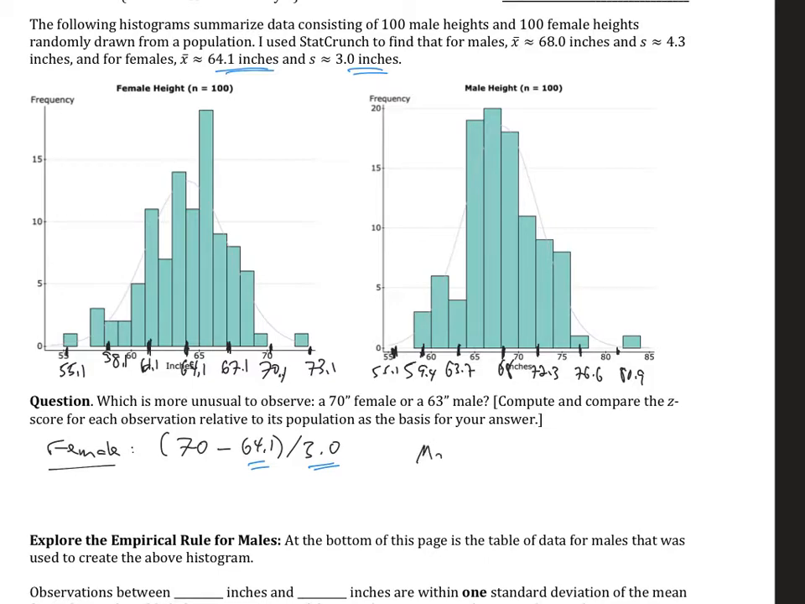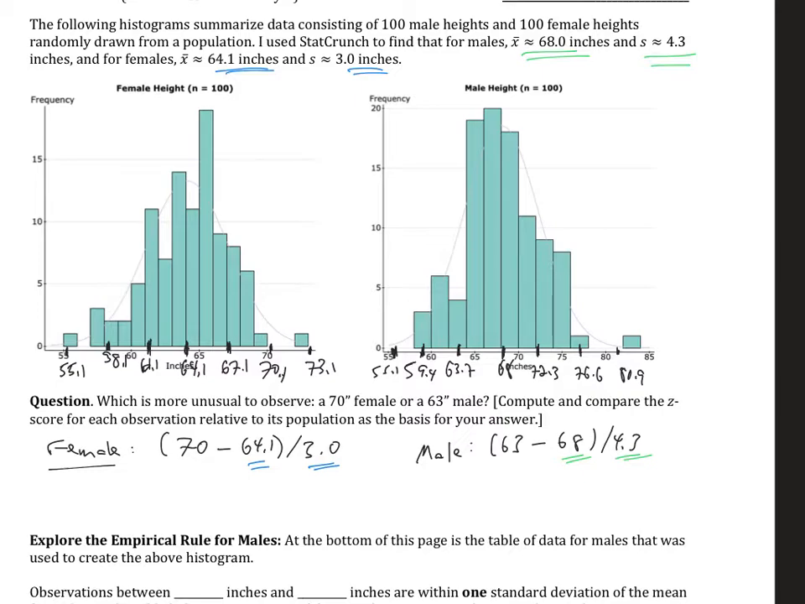For males, I'm talking about a 63-inch tall male, and again, the z-score formula is subtract the mean. For males, the mean is 68. The standard deviation is 4.3, and again, those numbers come from the problem.